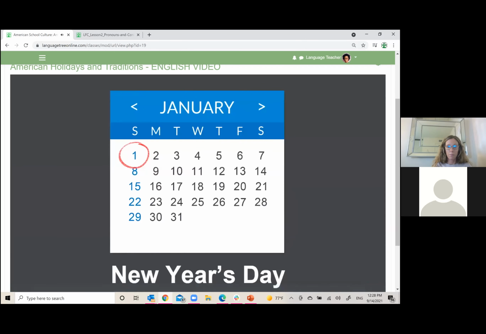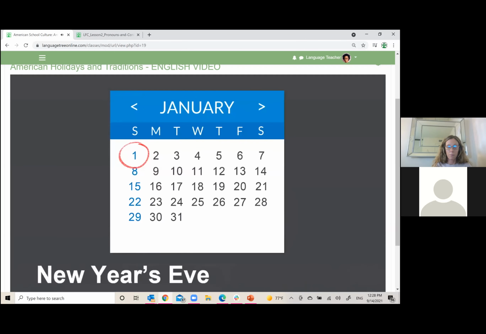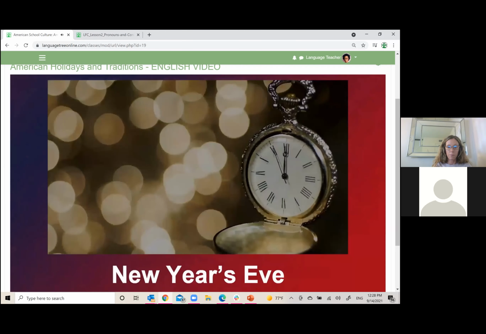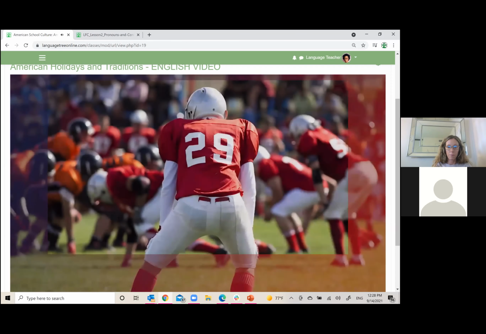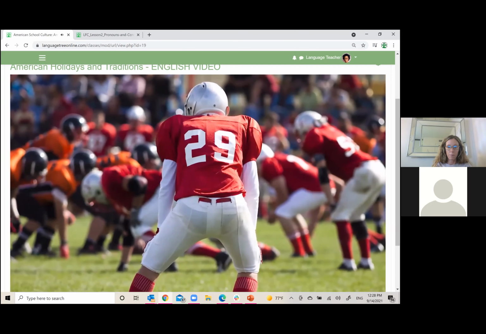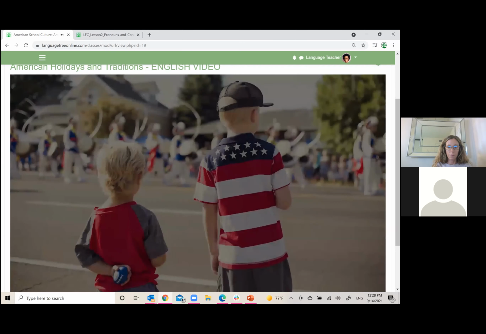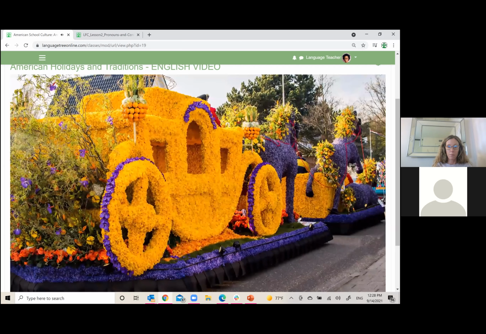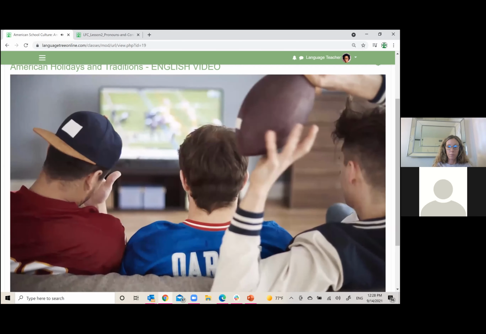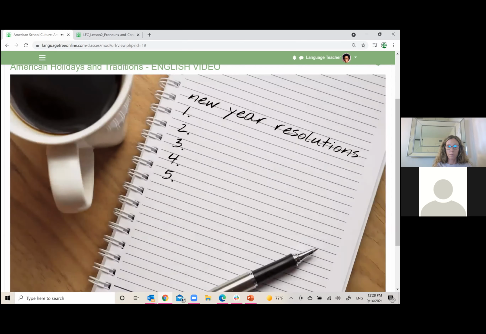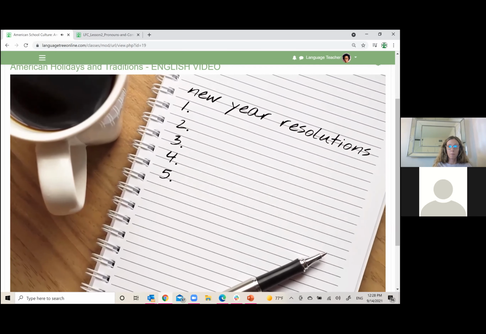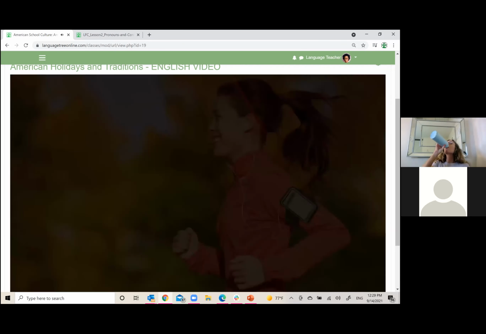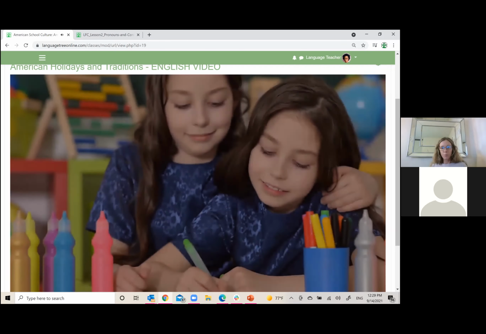January 1st is New Year's Day. The night before is called New Year's Eve, and that's when people attend parties and celebrations that last throughout midnight. On New Year's Day, there's a famous college football game known as the Rose Bowl. Friends and families often get together to watch the historic Rose Parade that happens before the game and the Rose Bowl game on TV. New Year's Day is also a time of creating New Year's resolutions, which are promises to yourself to improve in a particular area, such as exercising more or being nicer to your sister.